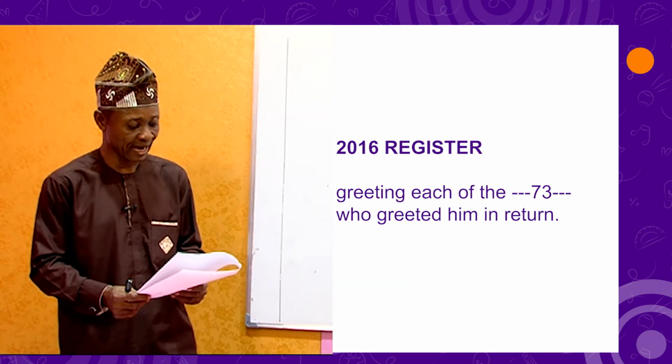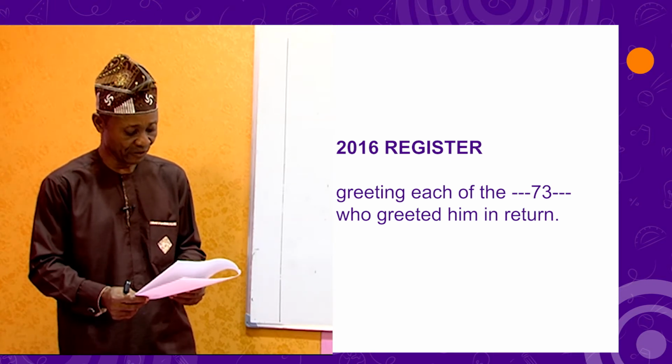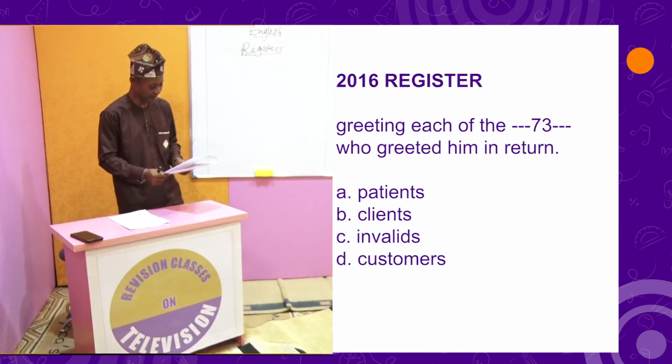Greeting each of the dash, which is 73, who greeted him in return. 73, we have the following options. A, patients. B, clients. C, invalids. D, customers. Option A, patients, is the appropriate answer to question 73.